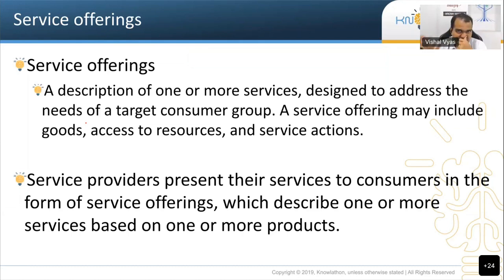And service actions. How will I be served in economy will be different. How will I be served in business class will be different. How will I be served in first class will be different. Will the plane be different? No. Same aeroplane. We are flying on the same plane, right? So the inherent products can be same, but using same inherent products, the service provider creates 3 different service offerings, right?